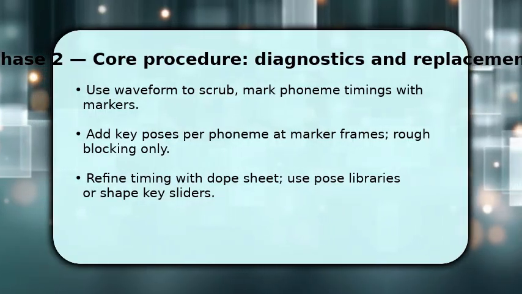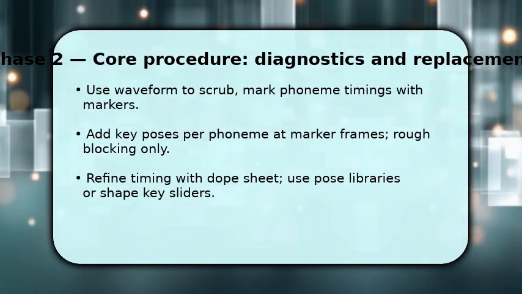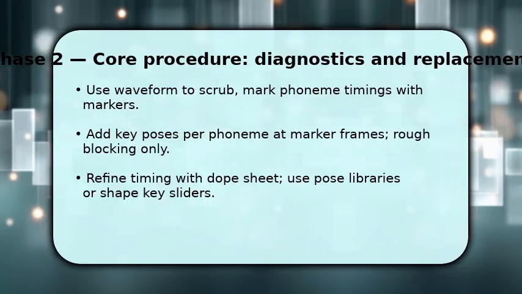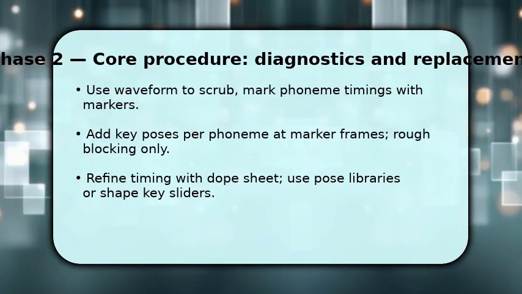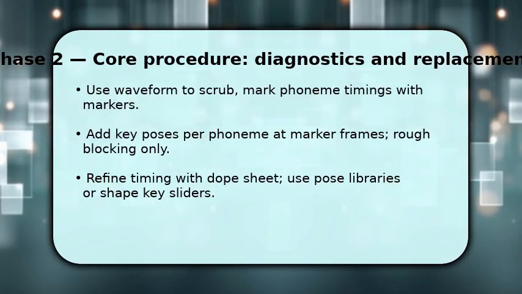Once blocked, open the dope sheet and refine in small passes using pose libraries or incremental shape key sliders to speed reproduction. Make sure to check transitions between poses to avoid popping.